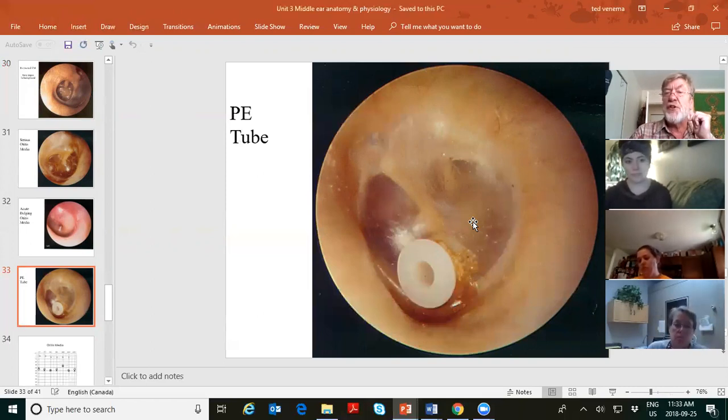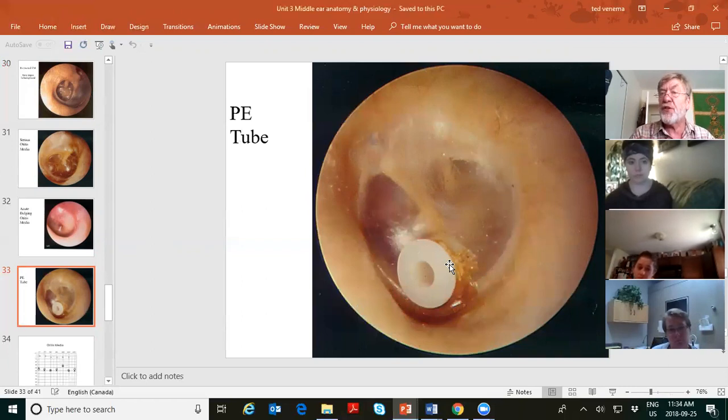The next one was tubes. Instead of using antibiotics, they put a hole in the drum. A myringotomy is called a hole in the eardrum. Then they put a little plastic spool in so it stays, and that allows even air pressure on both sides of the drum. So if the eustachian tube won't open, who cares? If the back door won't open, let's just make a front door. Okay? That's the purpose of tubes.